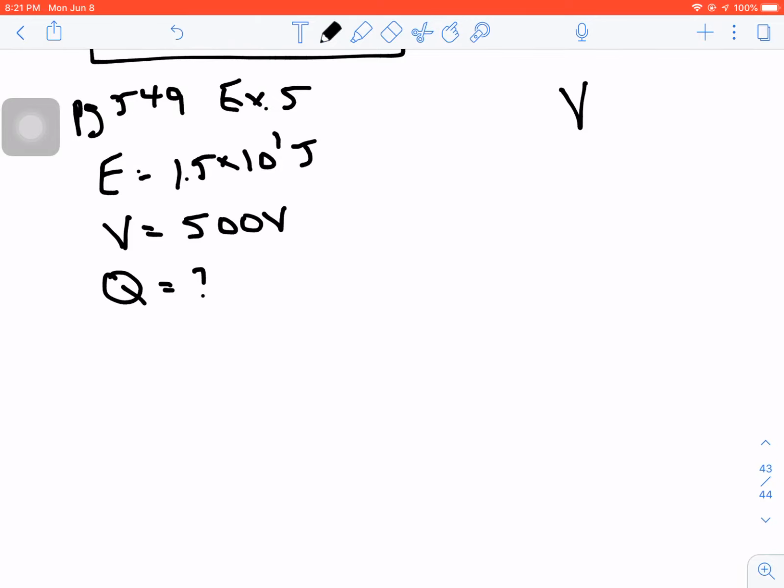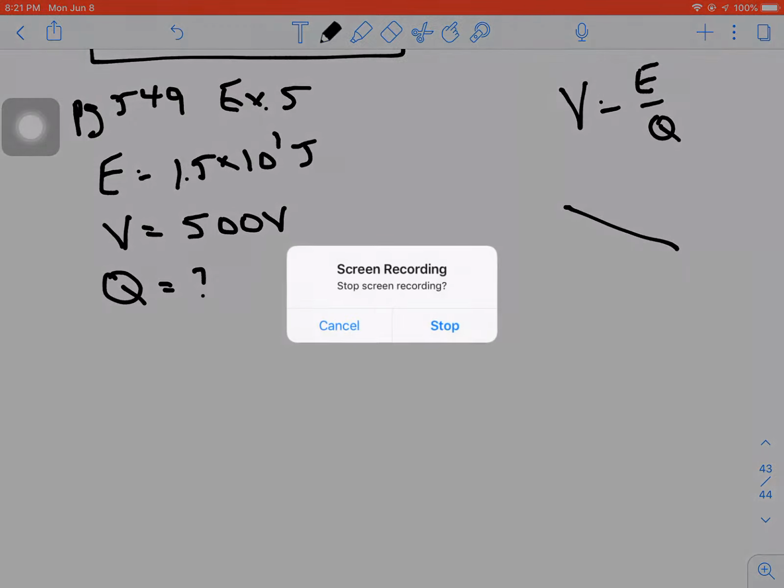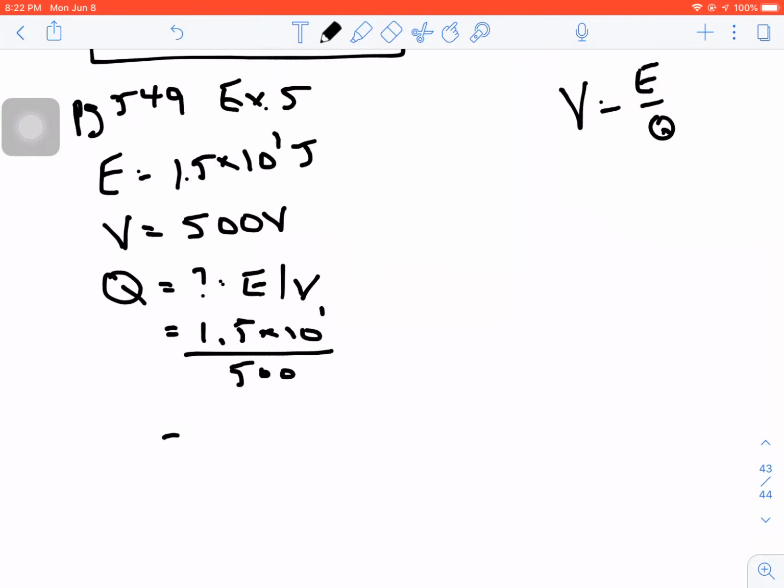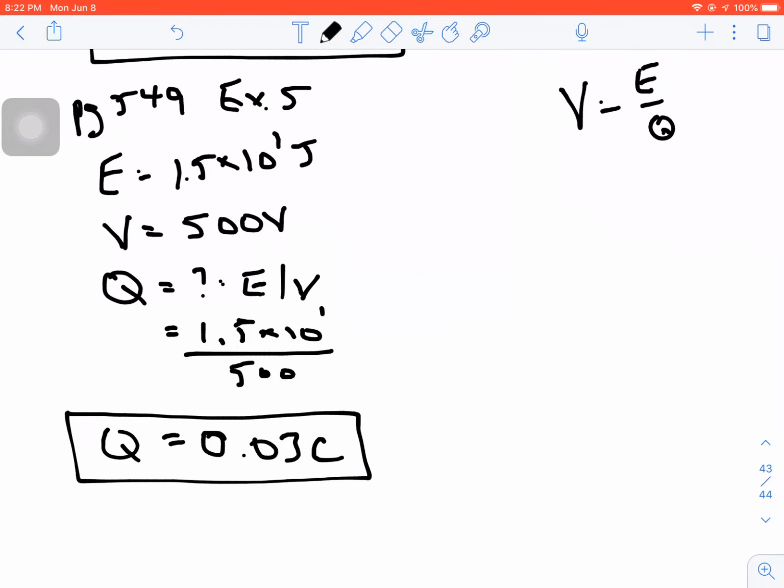Now if I know that voltage is equal to energy divided by the quantity of charge, I'm just going to take the Q up to the V and the V down to where the Q was, and I get Q is equal to E over V. So I'm going to take my 1.5 times 10 to the 1 joules divided by my 500 volts, and my quantity of charge is going to be 0.03 coulombs of charge, or electrons, that jumped in that spark.